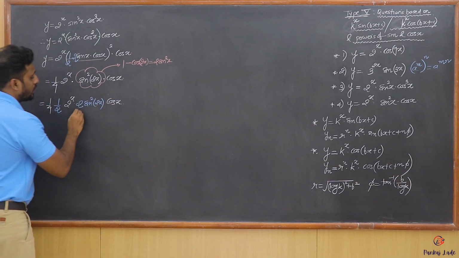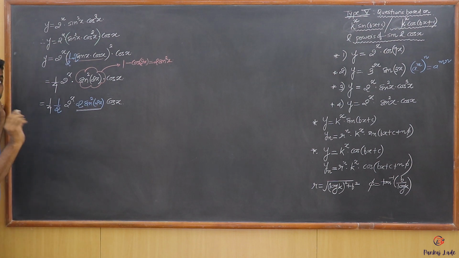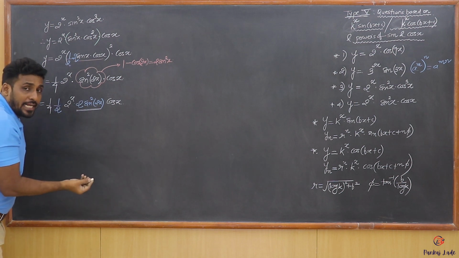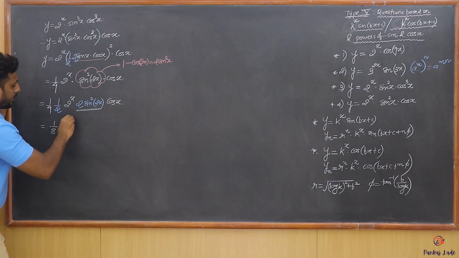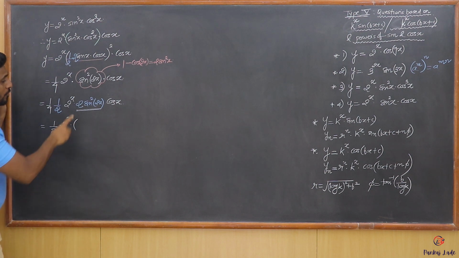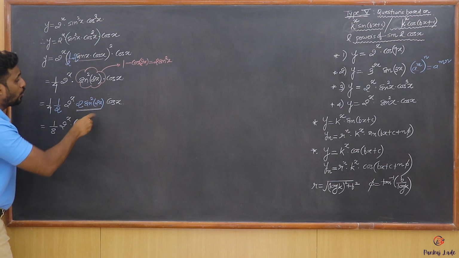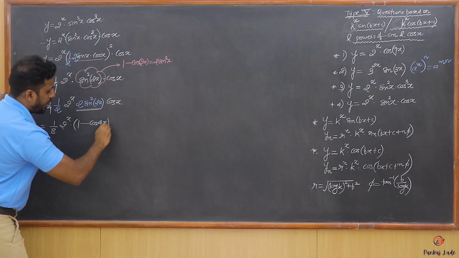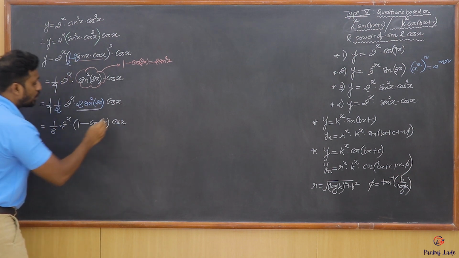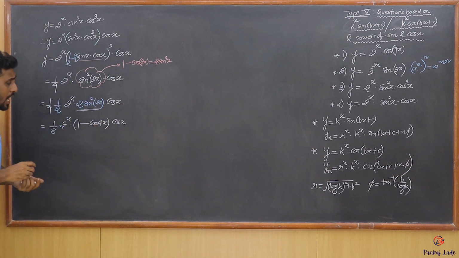So what happens to this 2 sin square 2x? Be very careful when you tell the answer. 2 sin square 2x is going to be 1 minus cos 4x. Half angle formula, students. So outside I get 1 by 8. Then I have 2 raised to x, and the formula for 2 sin square 2x, it is 1 minus cos 4x into cos x.